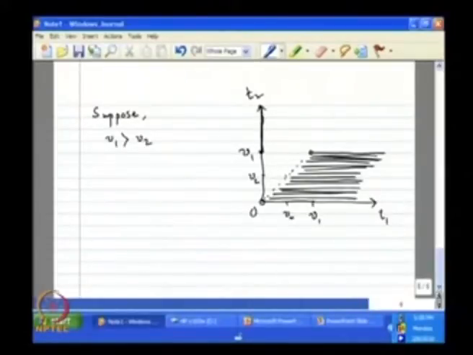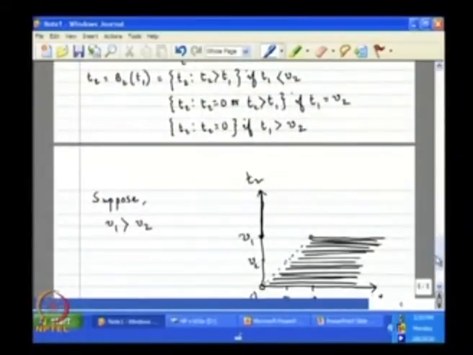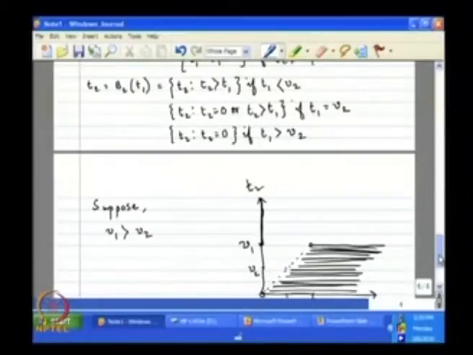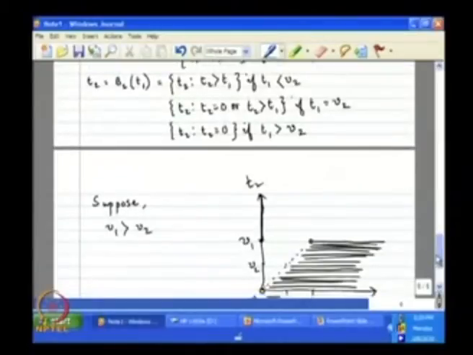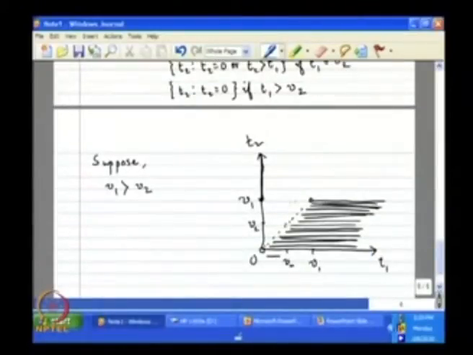What about the best response function of player 2? If T1 is less than V2, I am talking about this, then T2 is strictly greater than T1. So, this axis is included, entire axis except the origin, and all these points are included. The points on the 45 degree line are not included.